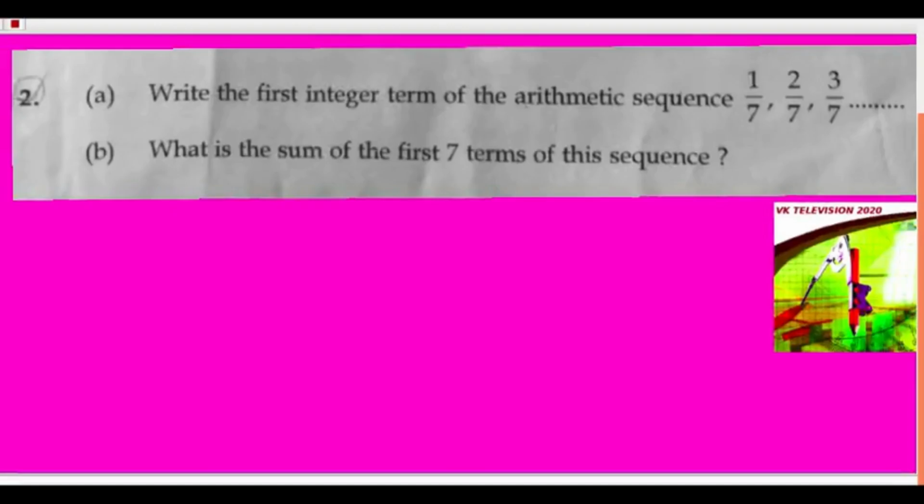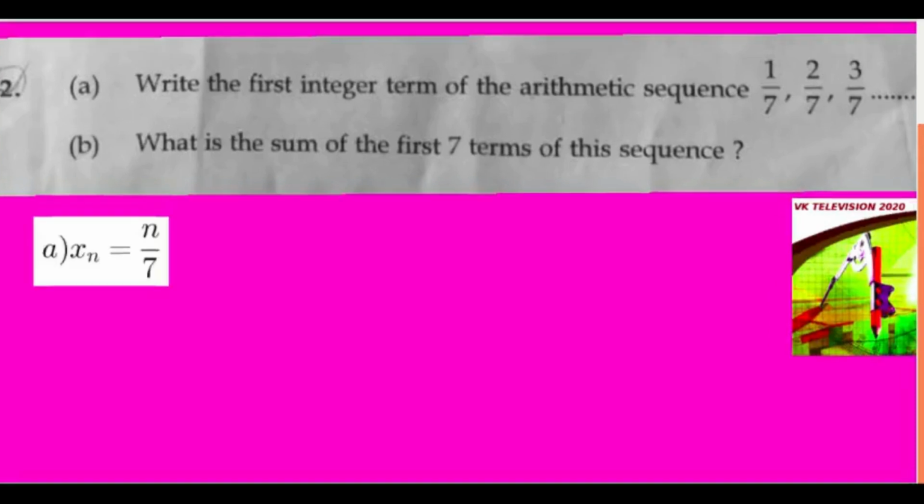Second question. Write the first integer term of the arithmetic sequence 1 by 7, 2 by 7, 3 by 7, etc. B. What is the sum of the first 7 terms of the sequence? Here the first term is 1 by 7, second term is 2 by 7, third term is 3 by 7. So the 10th term is 10 by 7, 20th term is 20 by 7, 34th term is 34 by 7. So the nth term xn is equal to n by 7.